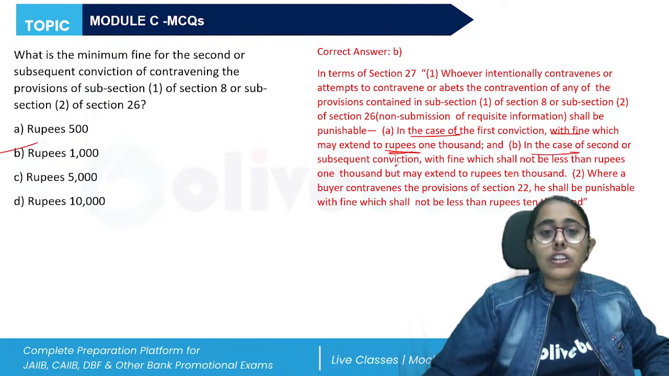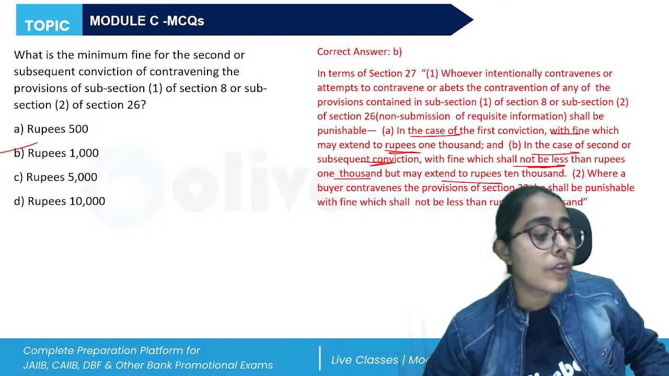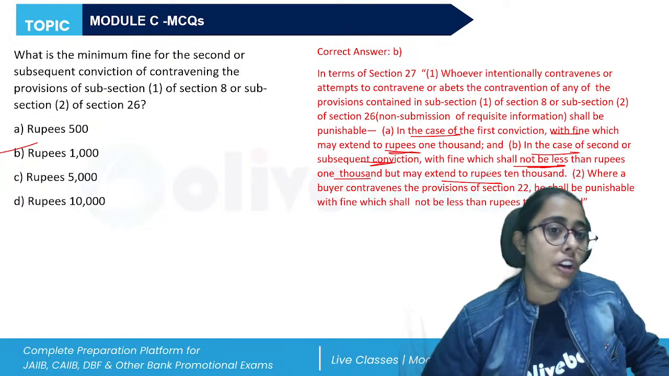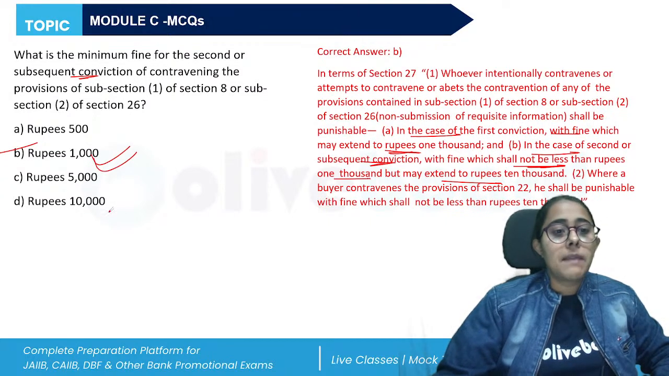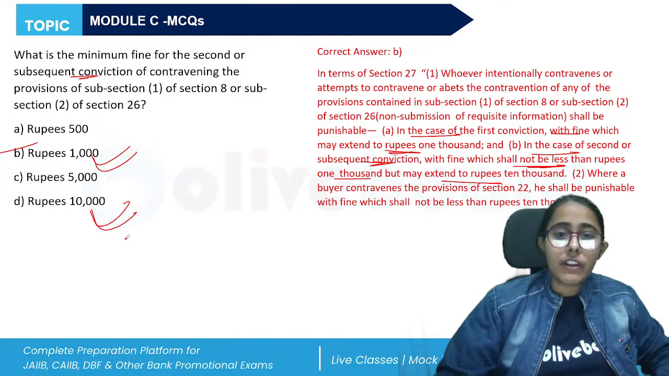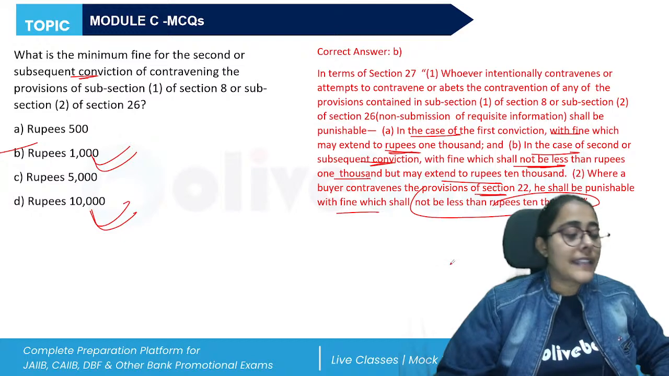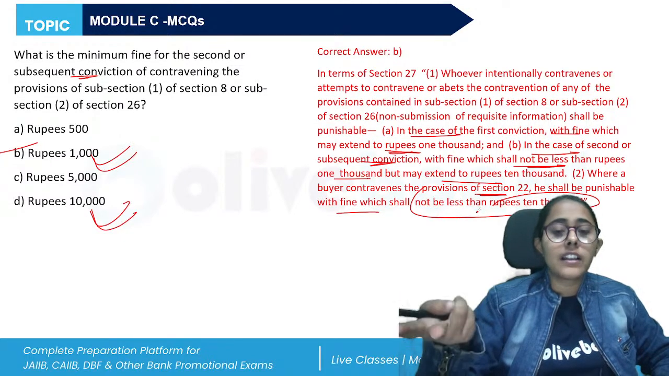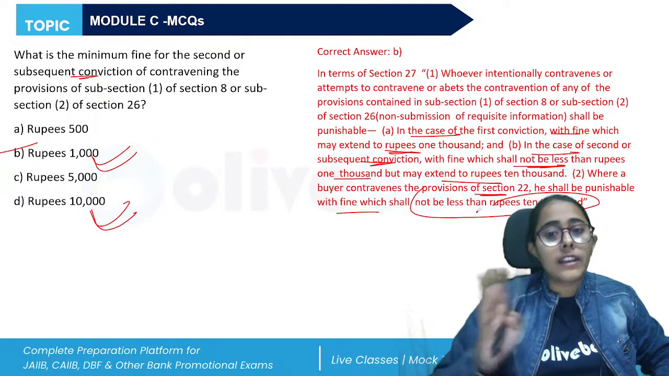And in the case of second or subsequent conviction, the fine shall not be less than rupees 1000, but it can extend up to rupees 10,000. So the question is asking us the minimum fine in the case of second conviction. In the case of second conviction, the minimum fine is rupees 1000, maximum is 10,000, right? And if a buyer contravenes the provisions under section 22, then the fine shall not be less than rupees 10,000. So first conviction 1000, second conviction not less than 1000, and more than that, it shall not be less than rupees 10,000.